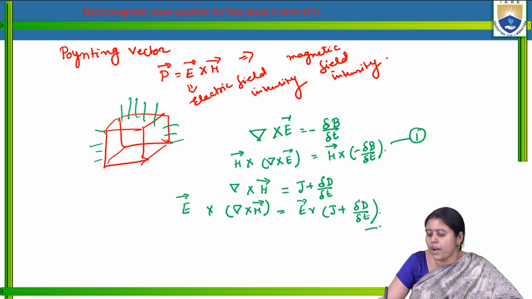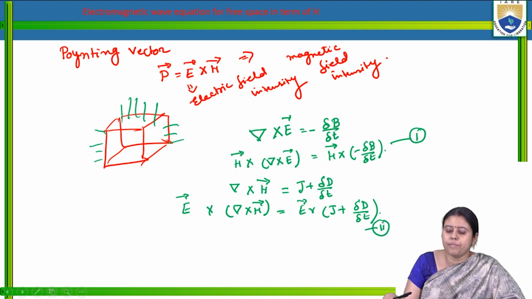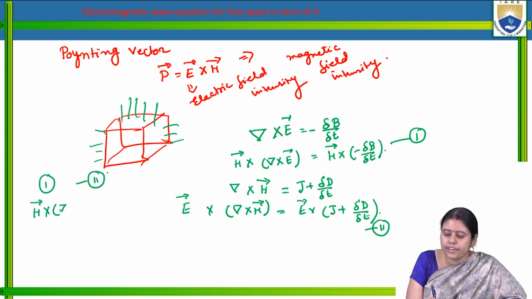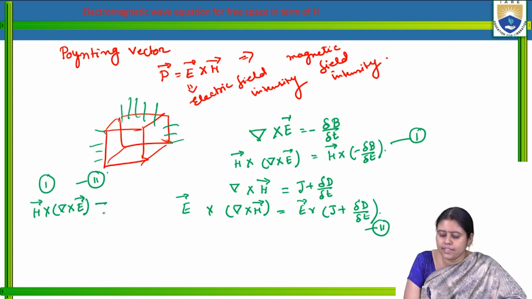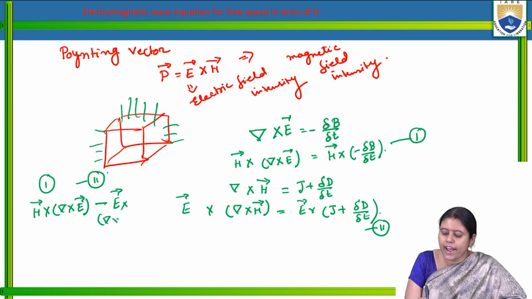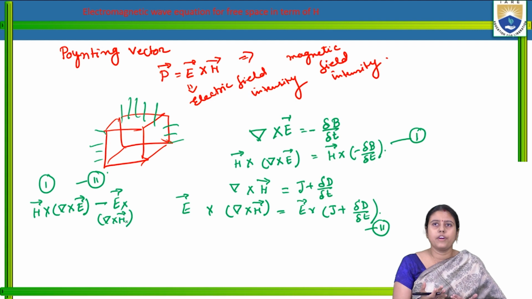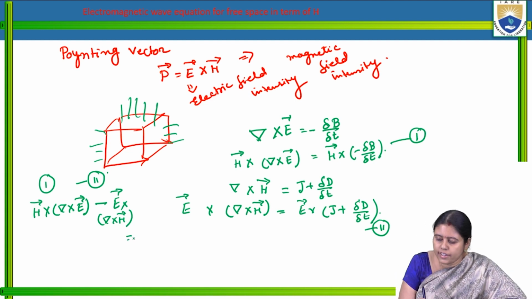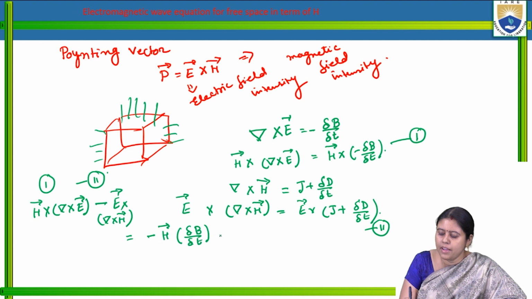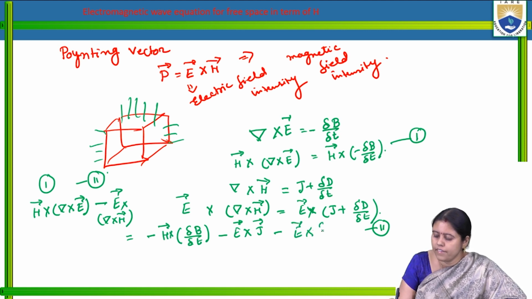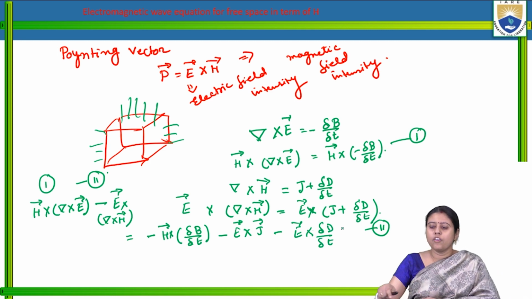Now this is our equation number 1. This is our equation number 2. So if we subtract equation number 2 from equation number 1, we will get H cross grad cross E minus E cross grad cross H. So we are doing the first equation minus the second equation, and we got here H minus del B by del T minus E cross J minus E cross del D by del T. So we got this equation.